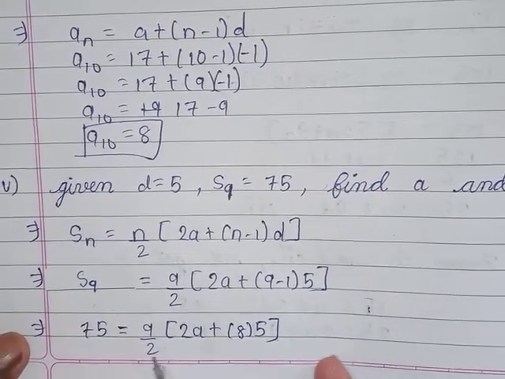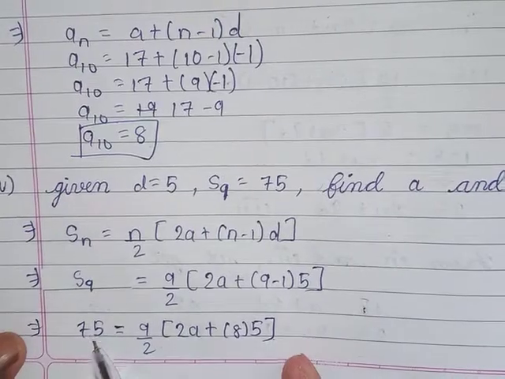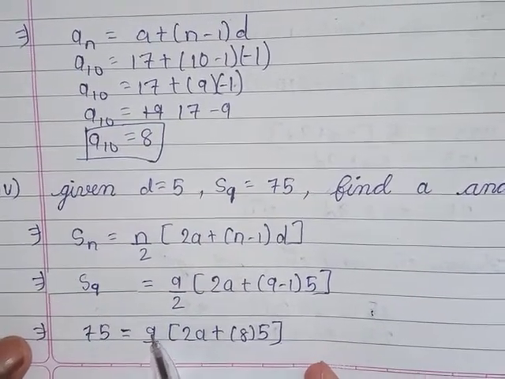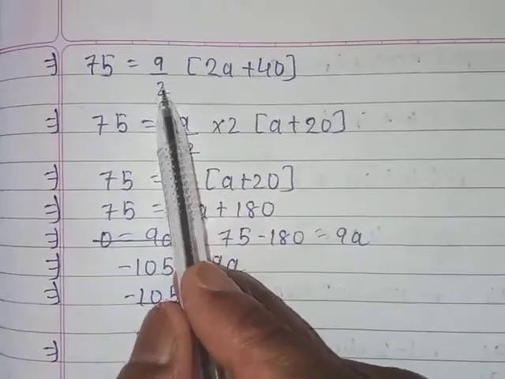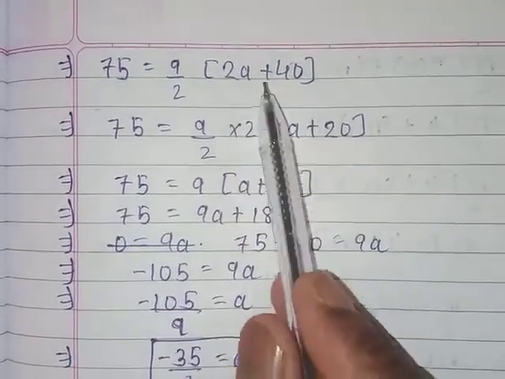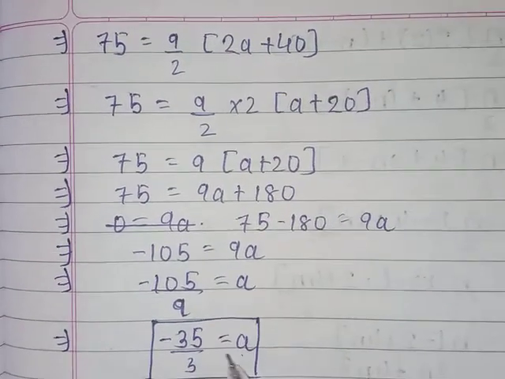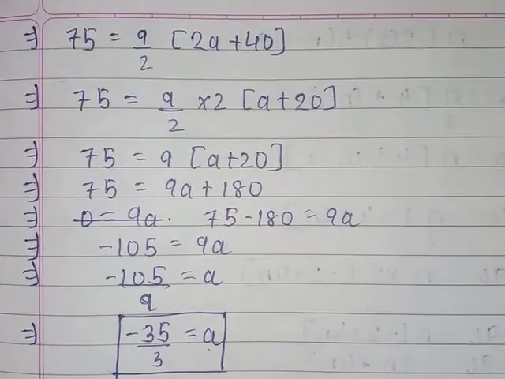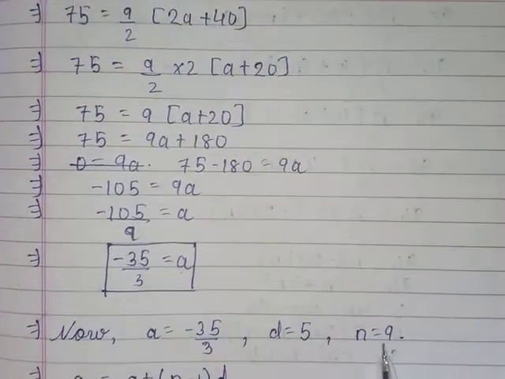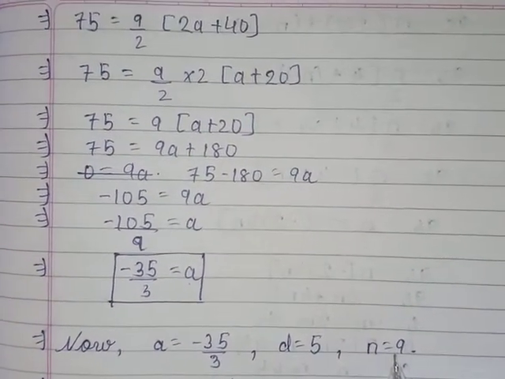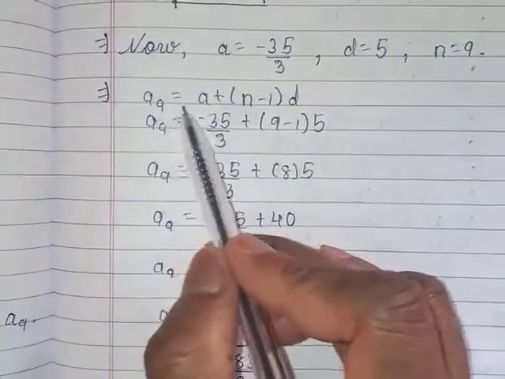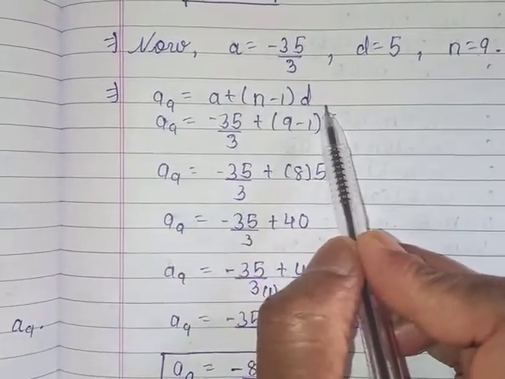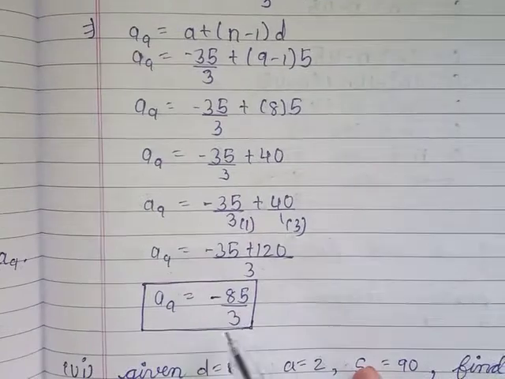Solving this and substituting, we can get the value of a from this equation. How will we get it? You multiply this 2 with 75, so it will become 150. So 150 divided by 9 is equal to 2a plus 40. So solving this, we get the value of a as minus 35 by 3. So a is minus 35 by 3, d is 5, and n is 9, you have to find a9. The a9 formula is a9 is equal to a plus N minus 1 into d, or we can also write a9 is equal to a plus 8d. Substituting this value, you will get 85 by 3.